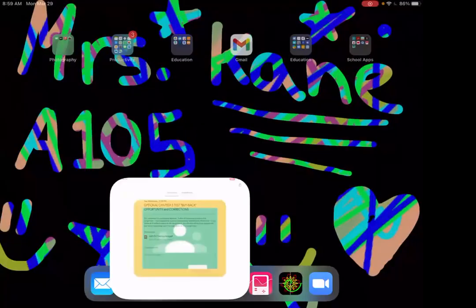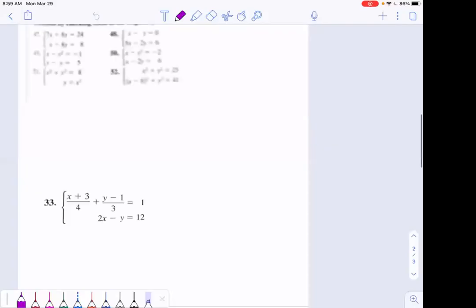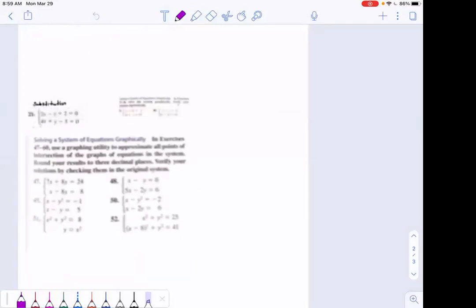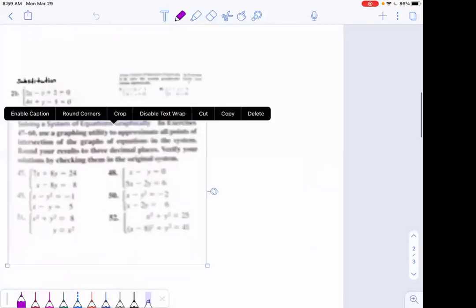So we are going to look at 51 and 33 from the homework. I'm not sure why this is blurry. There it is.